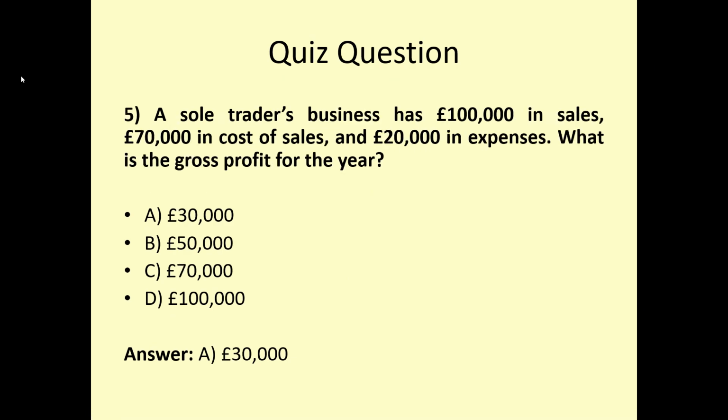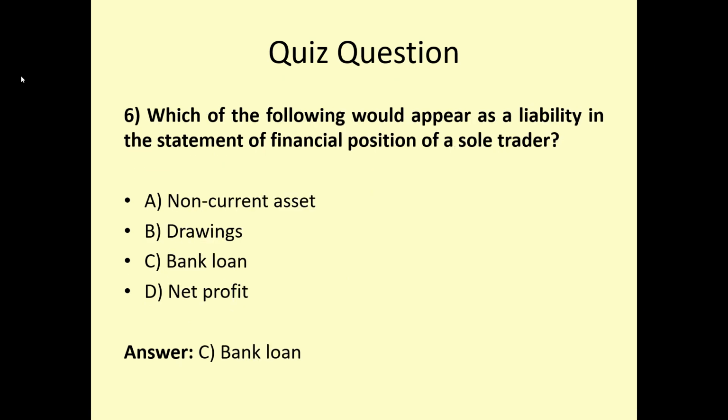Question 5. A sole trader's business has £100,000 in sales, £70,000 in cost of sales, and £20,000 in expenses. What is the gross profit for the year? And the answer is A, £30,000. Question 6. Which of the following would appear as a liability in a statement of financial position of a sole trader? And the answer to that one would be C, it's bank loan.